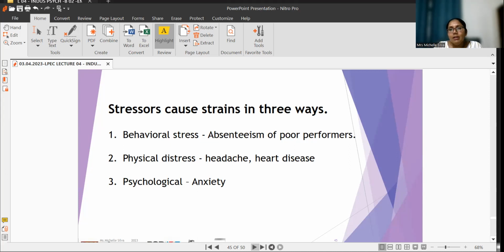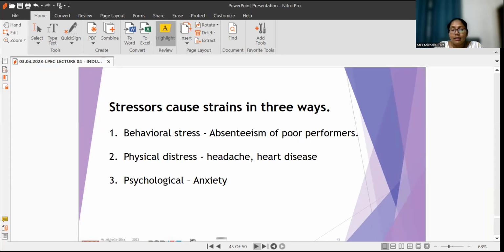So when people are experiencing stress in their workplaces, they come up with different stresses, like it can be behavioral, physical, and psychological. So therefore, industrial psychology should take necessary action to reduce this behavioral stress, physical stress, and psychological stress.